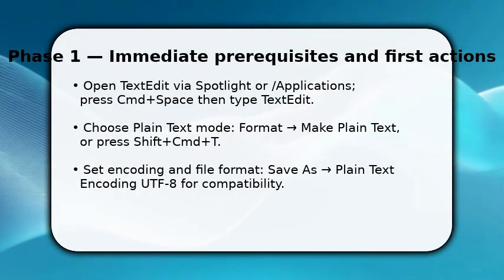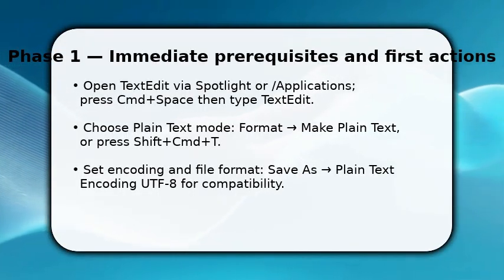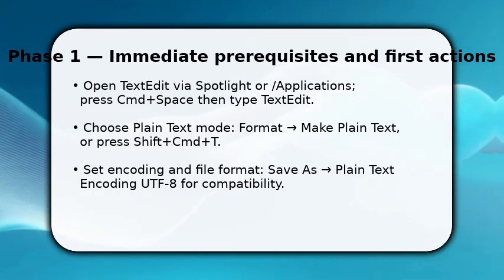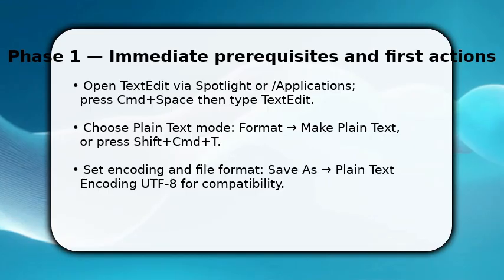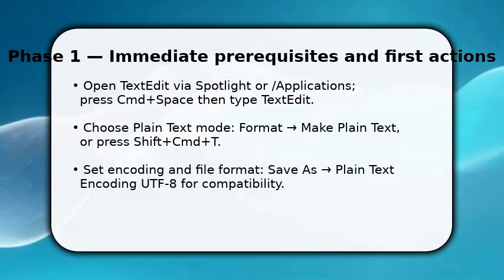You begin by launching TextEdit and switching to plain text so formatting won't interfere with code or config files. Once done, choose UTF-8 encoding when saving. This prevents weird characters later. Make sure to note the file extension, TXT, MD, SH, because macOS uses it to suggest apps.